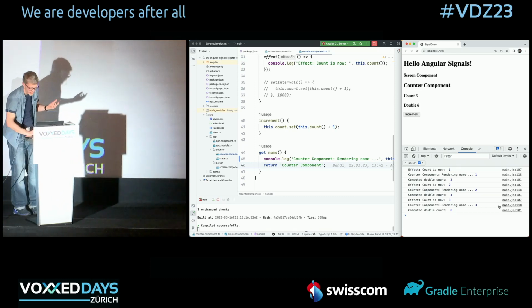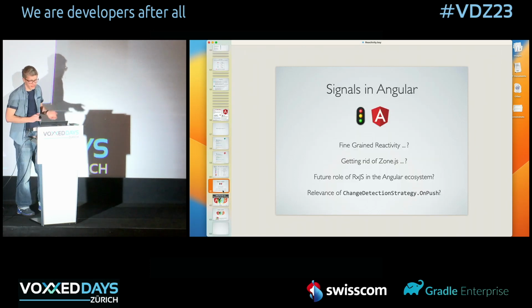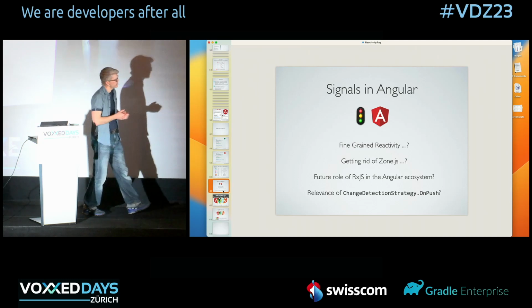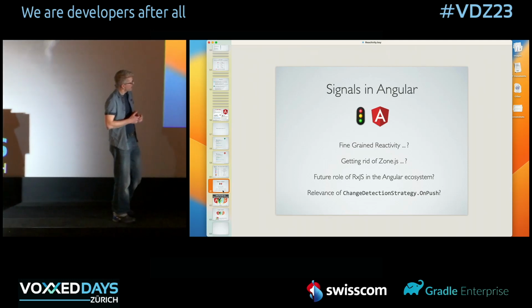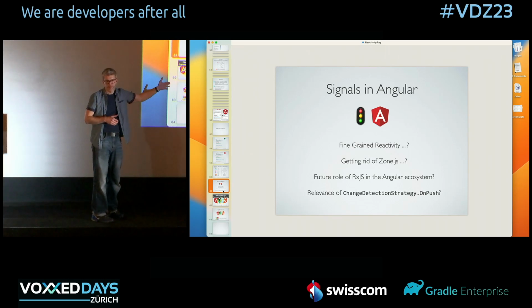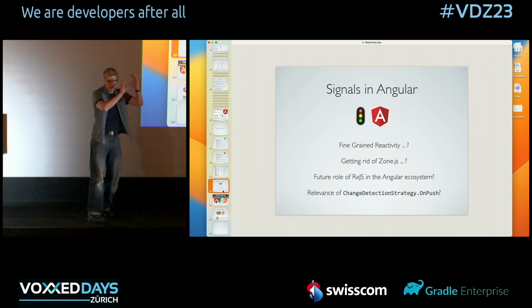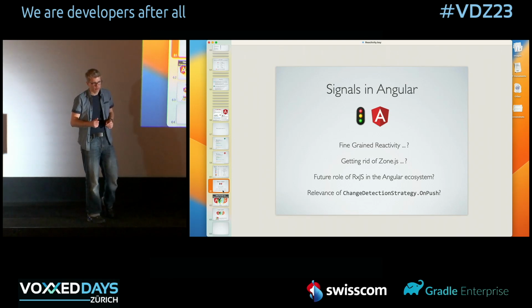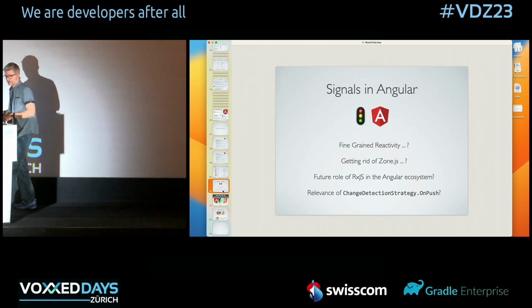But of course, there are also many questions about how this will be picked up in the community. So one of the big questions is, what's the role of RxJS anymore? What's the role of change detection on push? Do we still need that? If we go all in with signals, we don't need on push anymore. How will they get rid of Zone.js? Is there some kind of migration strategy, where some parts will still use Zone.js and other parts will not? So time will tell how this will evolve in the Angular community.